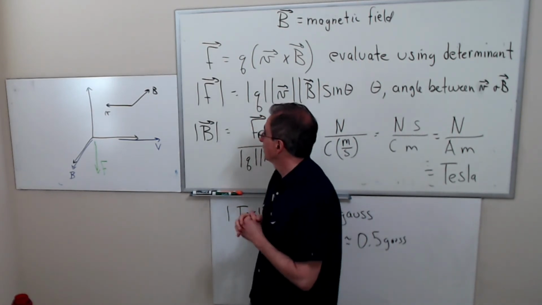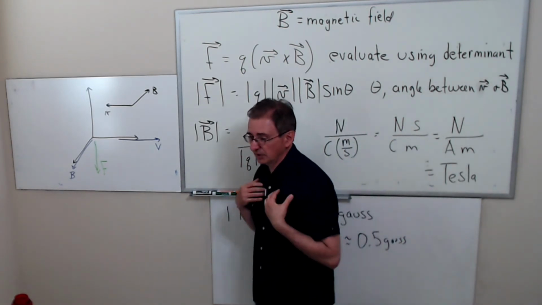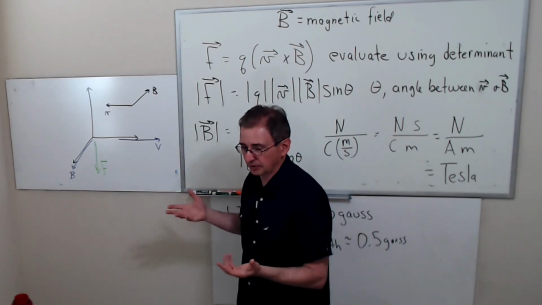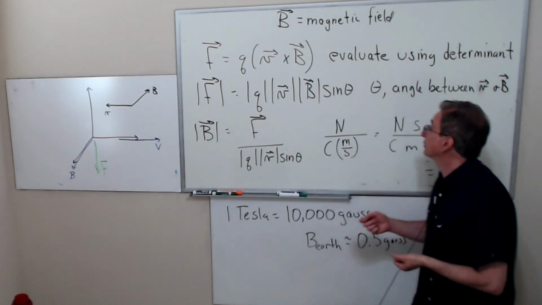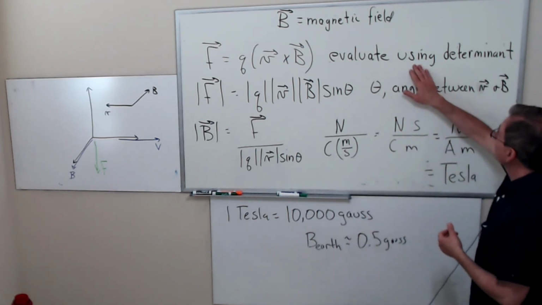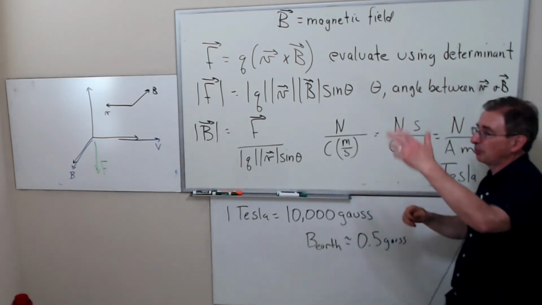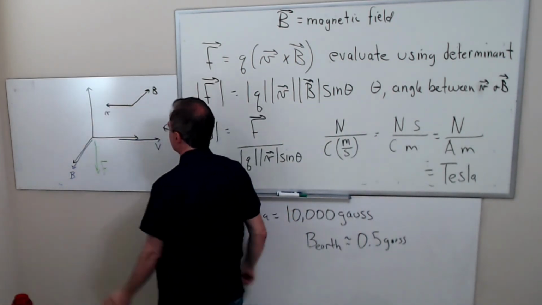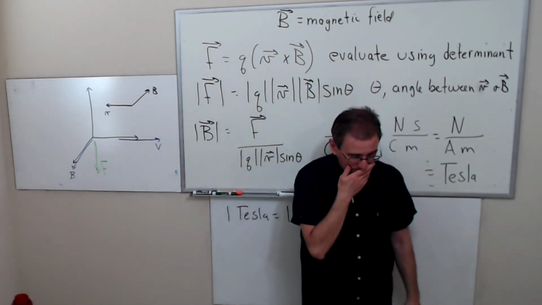Yeah. Okay. Yes. And to me, you only really use the right-hand rule if V and B are perpendicular to each other. If V and B are not perpendicular to each other and you want to find the direction, you use the determinant. If you're going to get a force that's in some weird direction, it's much harder to use the right-hand rule that way.